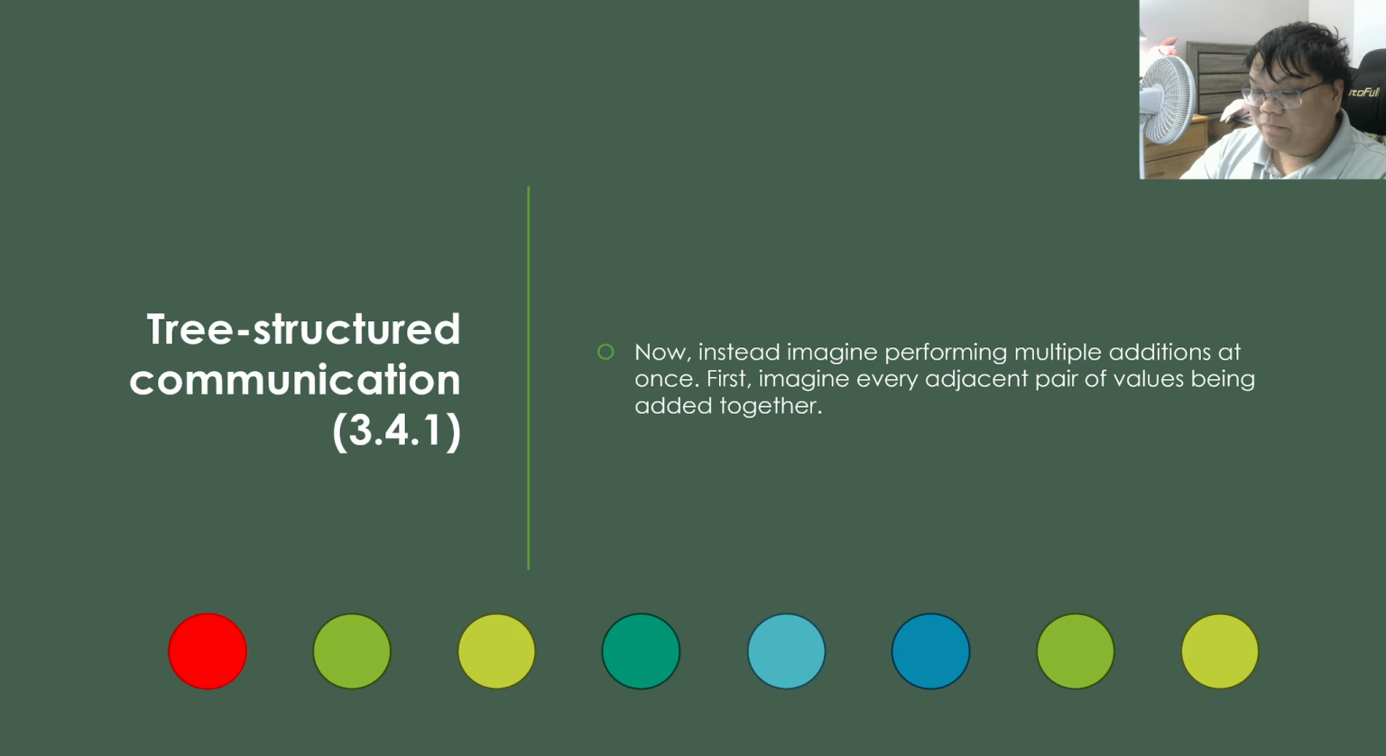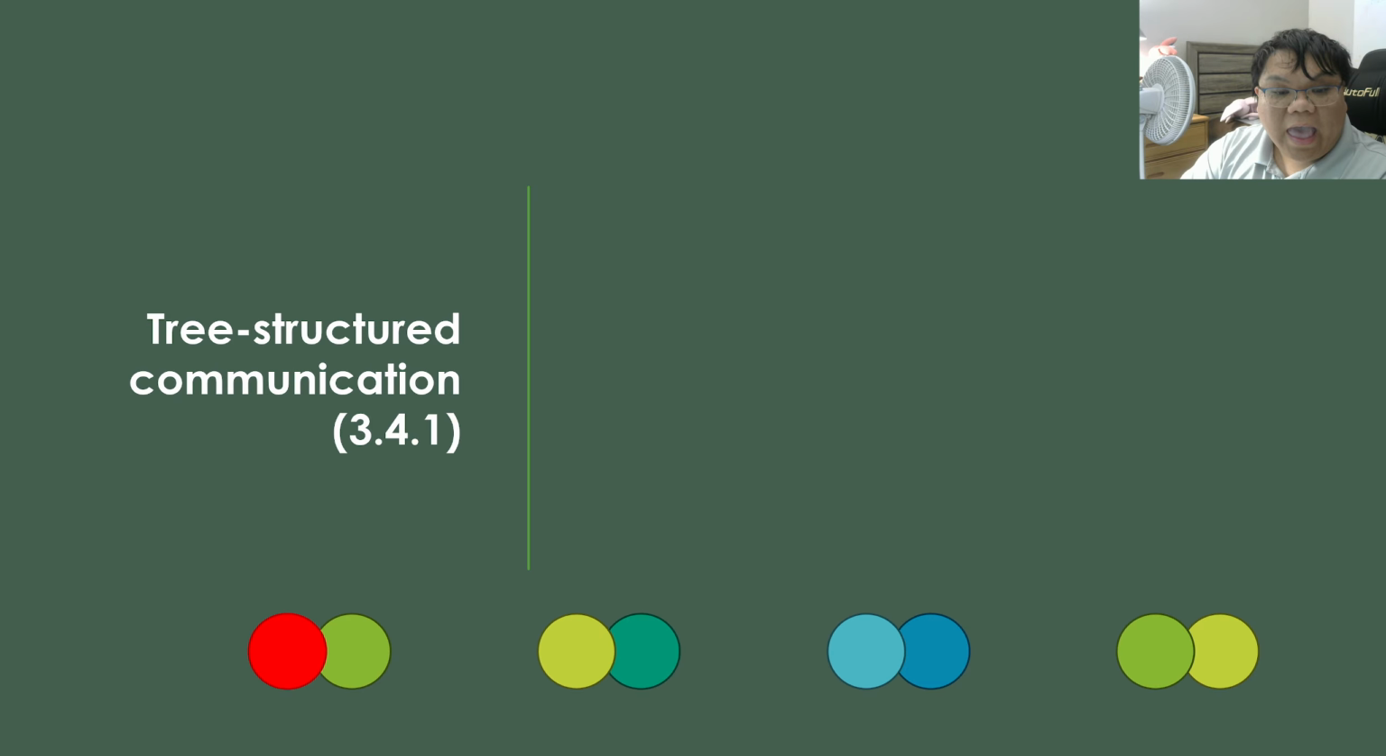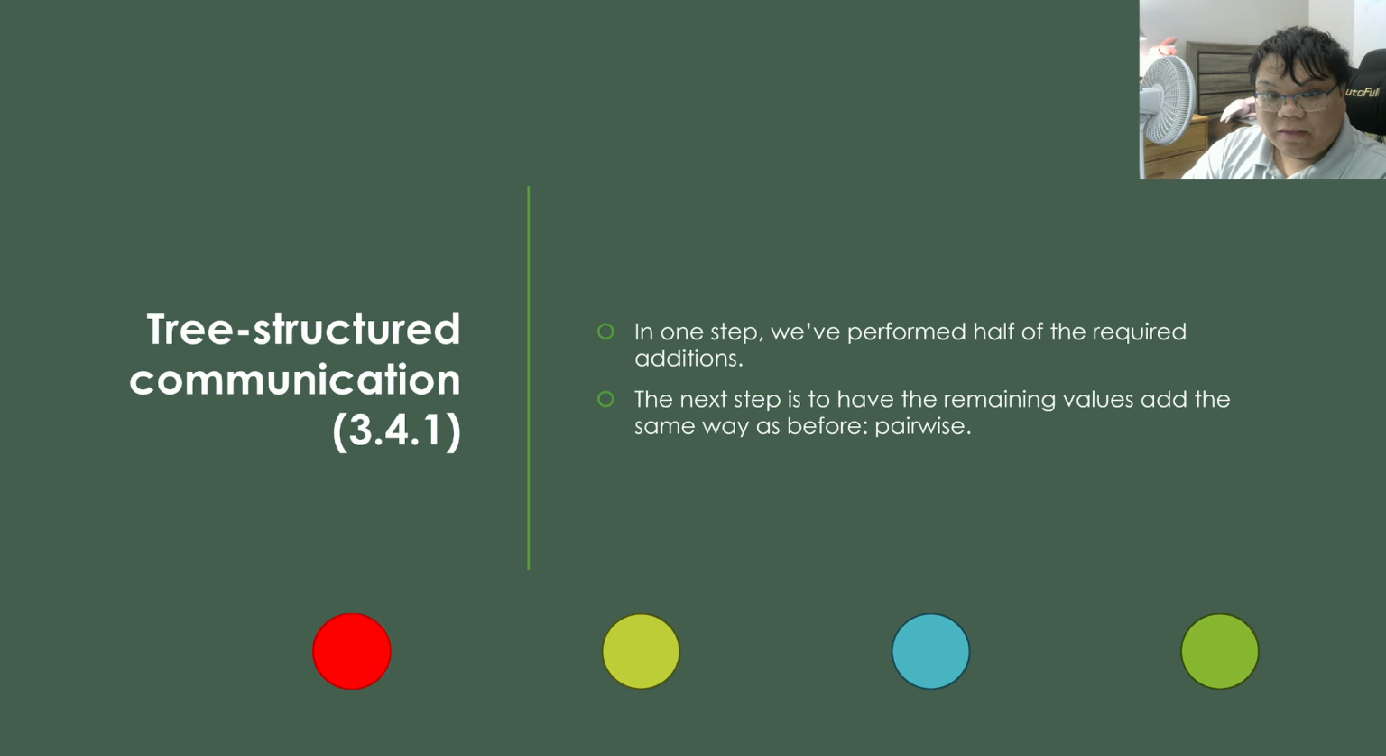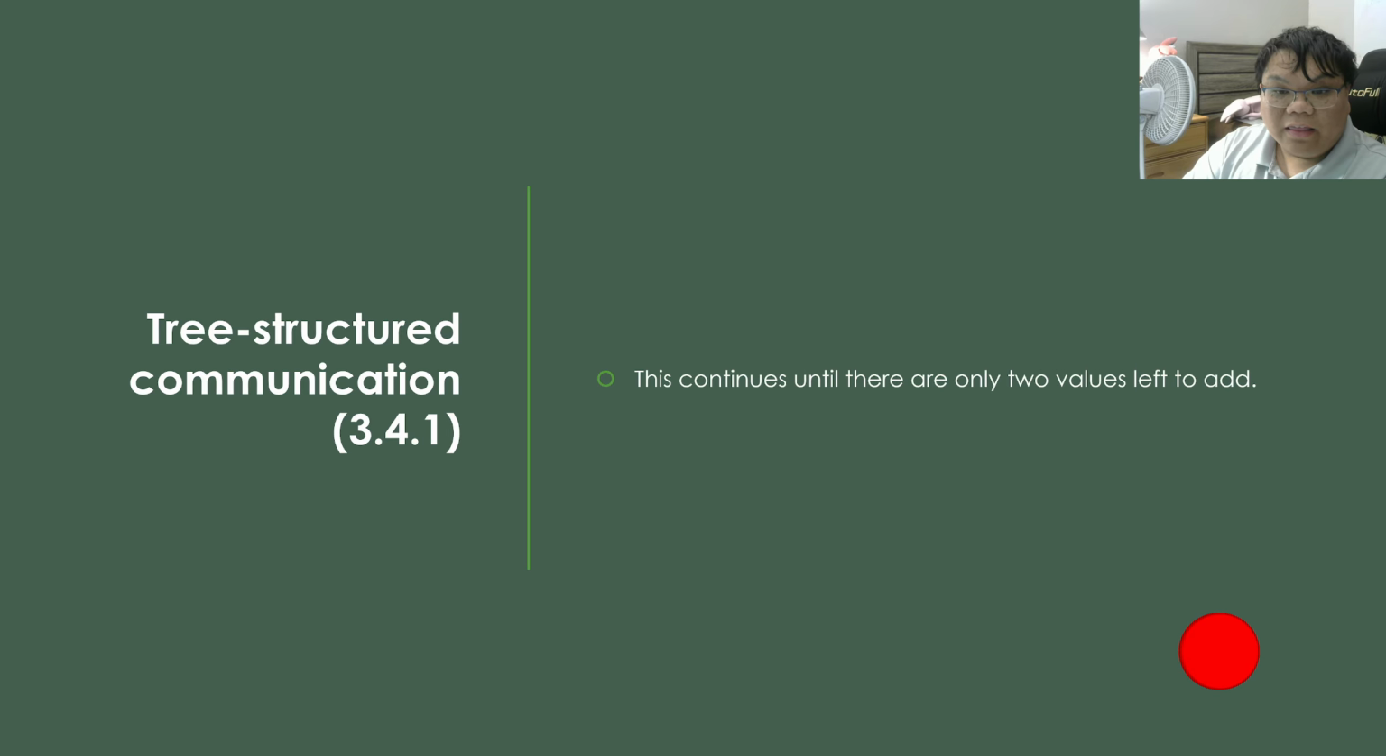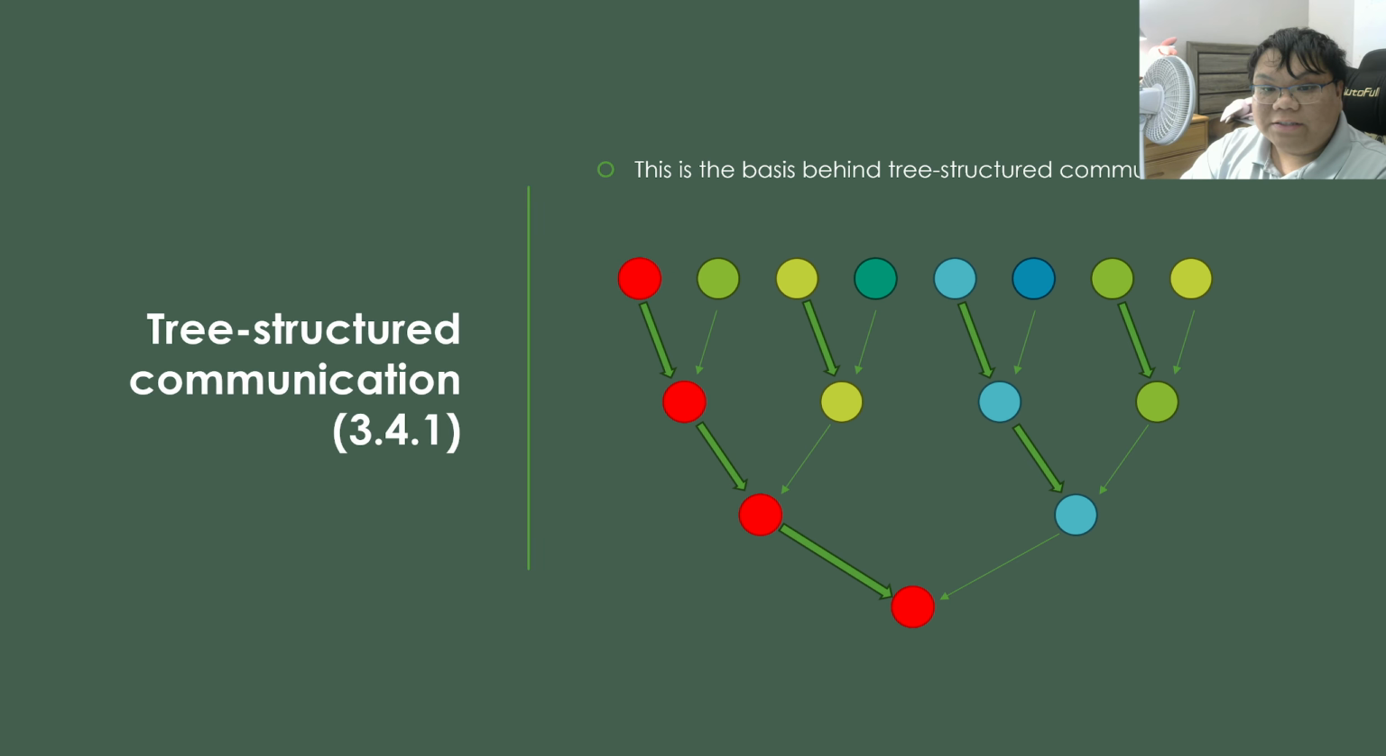Now there is a more efficient way. Check this out. Instead of having this one value incrementally adding values from all other processes, we just have one half of those processes add something from the other half. And just like that, we performed half of our required additions. And now, with all the processes that are left over, we do it again. And again. So we just did 7 additions in the time it takes to do 3. Theoretically, at least. And that is the basis behind tree-structured communication.